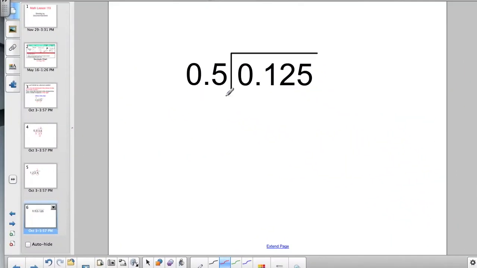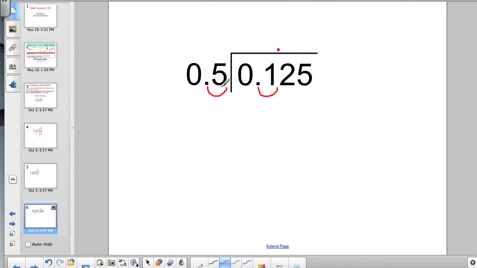Trying out this one, I have 125 thousandths divided by 5/10. Can't divide by a decimal number, so it's over, over, and up.